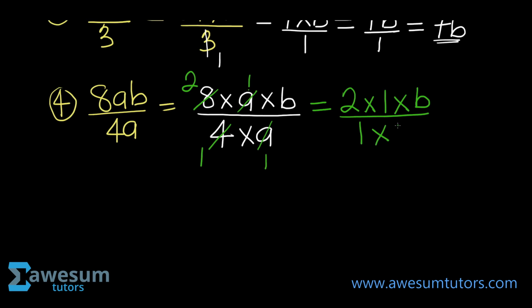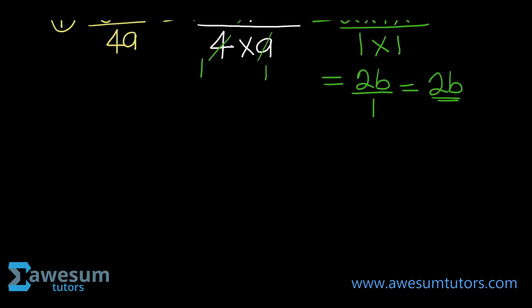1 times 1, you realize that nothing can divide anymore except 1. So 2 times 1 is 2, and 2 times b is 2b. So I'll have 2b over 1 times 1 is 1. 2b over 1 is 2b. That is your final answer. I hope you guys are getting this fundamental concept.